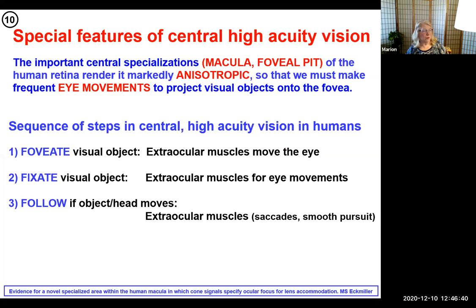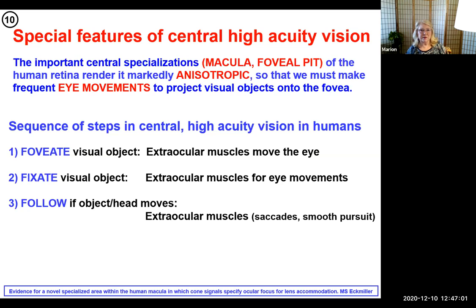Okay, so what are the special features of the central high acuity vision in the human? There are the macula and the foveal pit, making the eye, the retina, particularly anisotropic, so that we must make frequent eye movements to project visual objects onto the fovea.